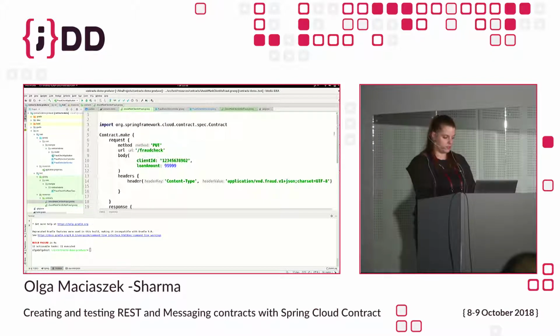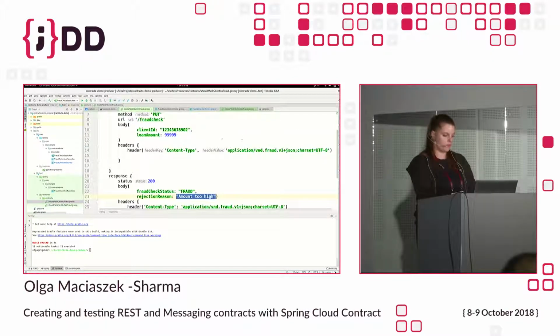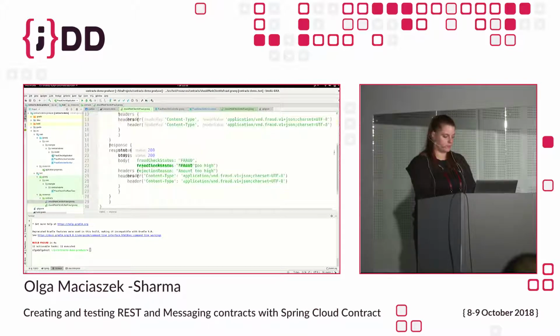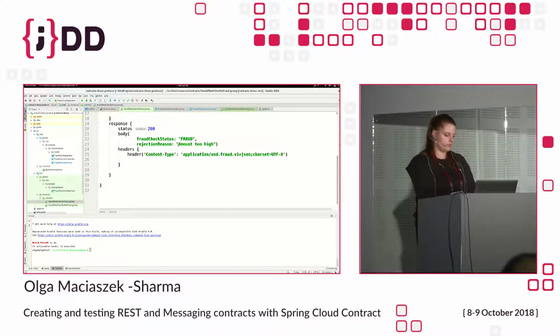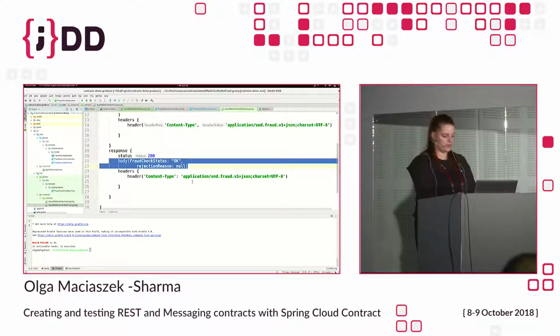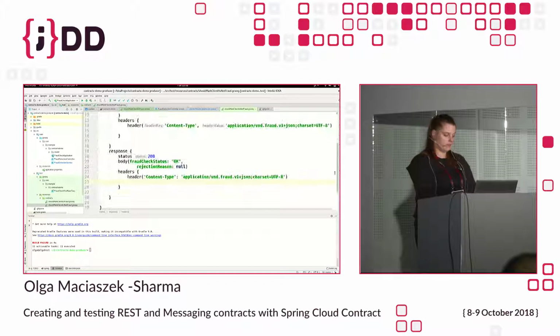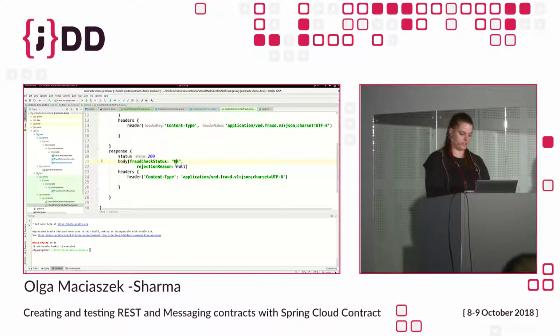And we have these two contracts. So here, we have one contract where we pass a client with a certain ID and with a loan amount that is too high, higher than we want it to be. And we expect a rejection reason amount too high. And we have another contract where the amount is fine for us, and we expect an OK and a rejection reason null. So if we run it, let's see what happens.